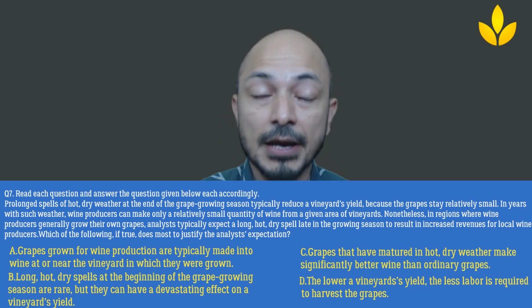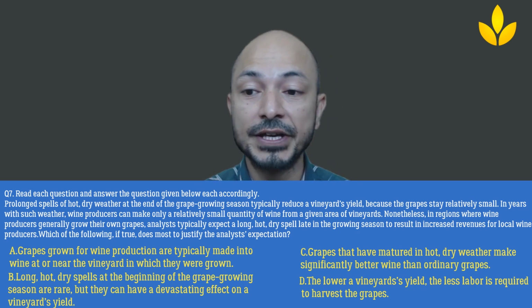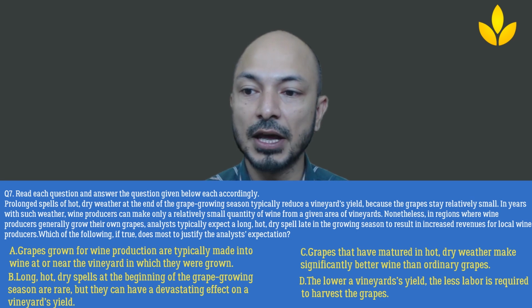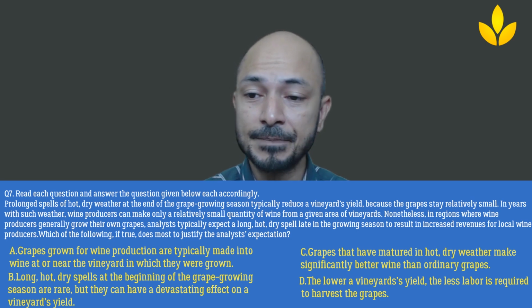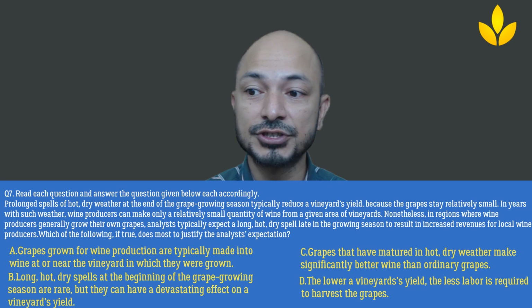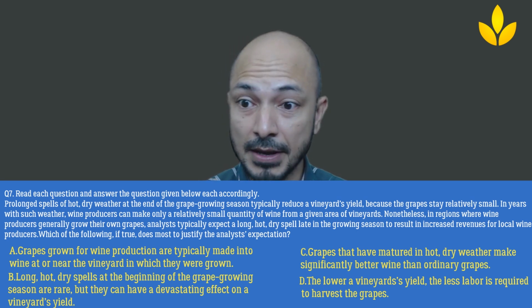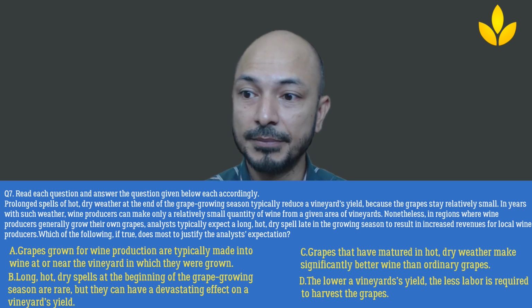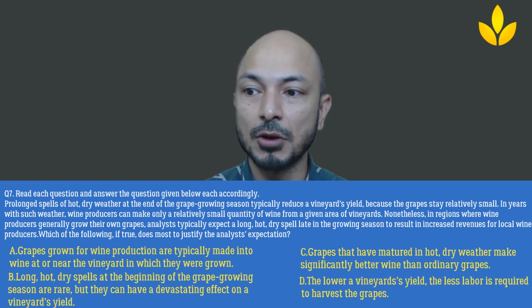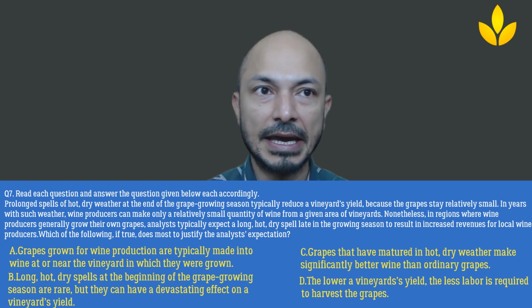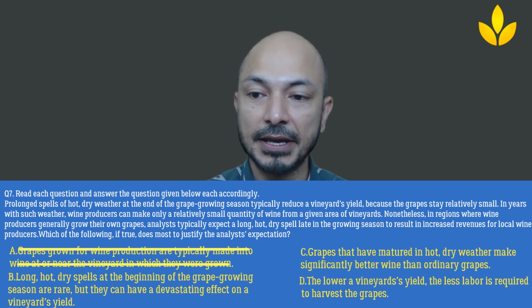Well, if we look at option A over here, grapes grown for wine production are typically made into wine at or near the vineyard at which they were grown. Now, this sentence does nothing to justify the analyst's expectations, which we can read in the last line over here. Analysts typically expect a long, hot, dry spell late in the growing season to result in increased revenues. So A doesn't make sense over here. We can eliminate A.